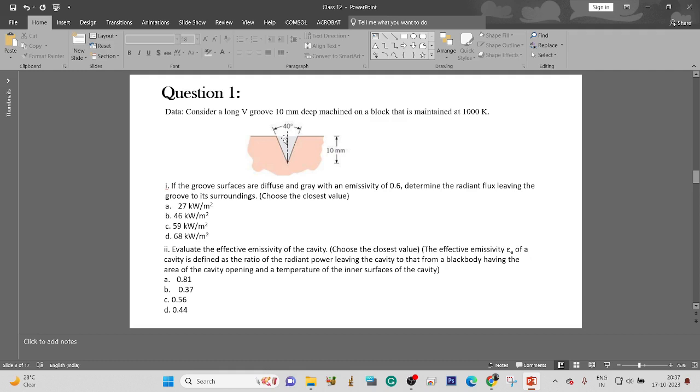So x will be equal to L tan 20, and this x is equal to L tan 20. So this will be equal to 2x, we need the whole surface. This will be equal to 2L tan 20.